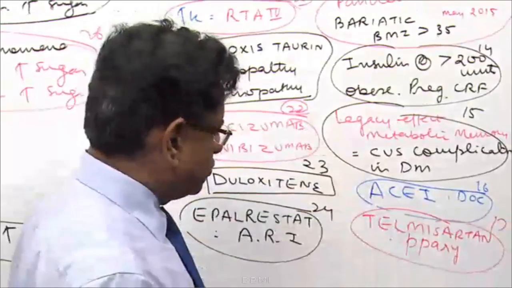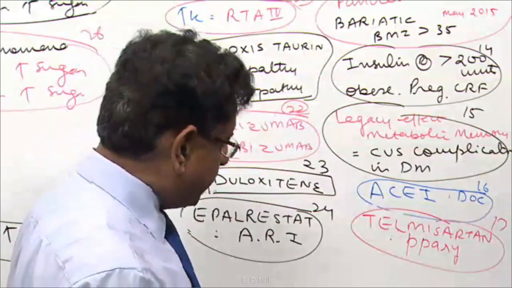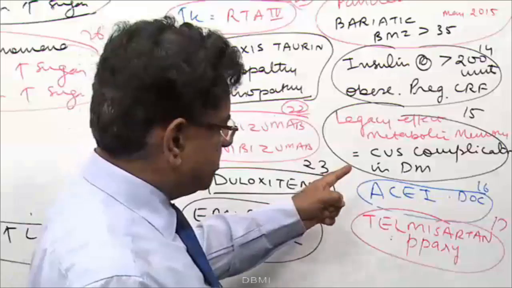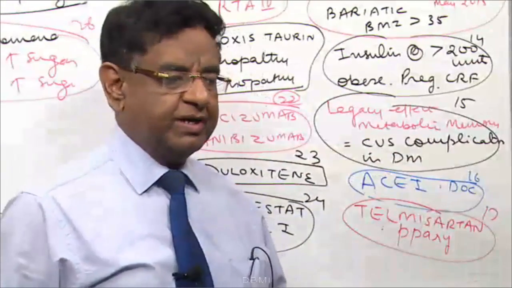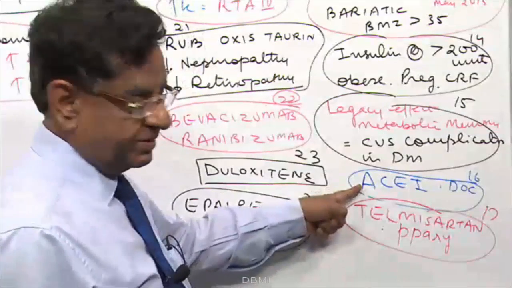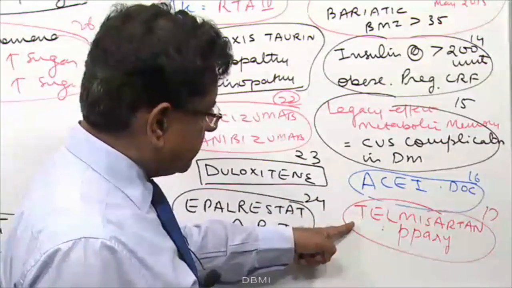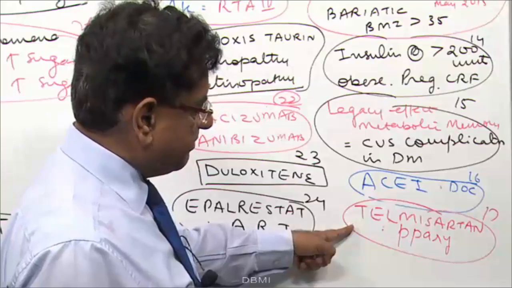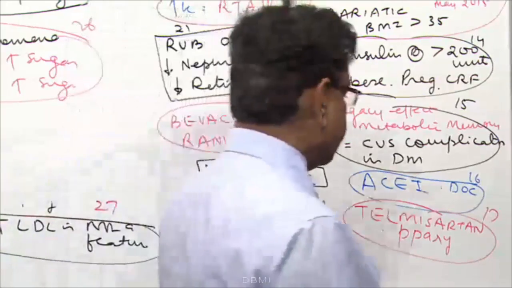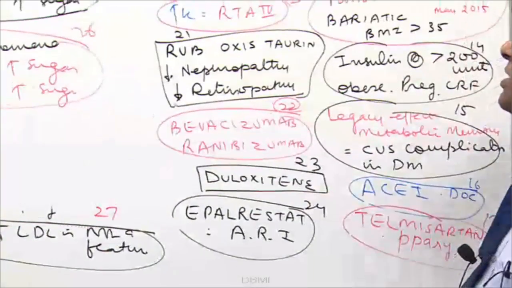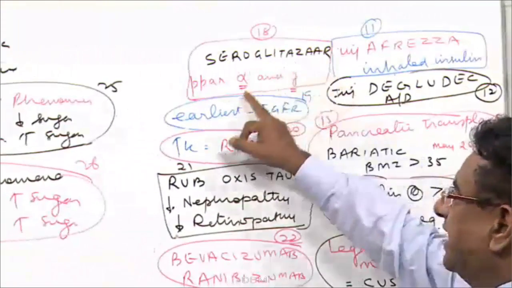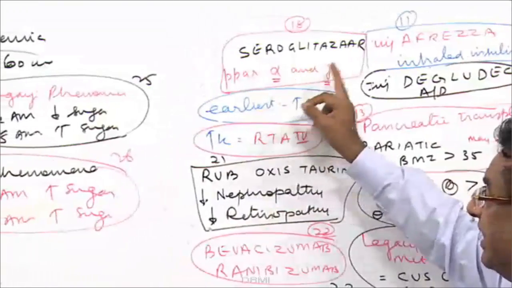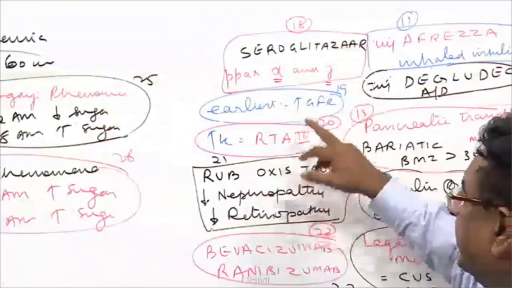Legacy effect, so-called metabolic memory, is the serious complication in diabetes. ACEI is the drug of choice in diabetics with hypertension. Telmisartan is the only ARB which acts via PPAR gamma receptor. Box 18, semaglutide is the one drug which acts on the PPAR alpha and gamma receptor, so reduces sugar and lipid.